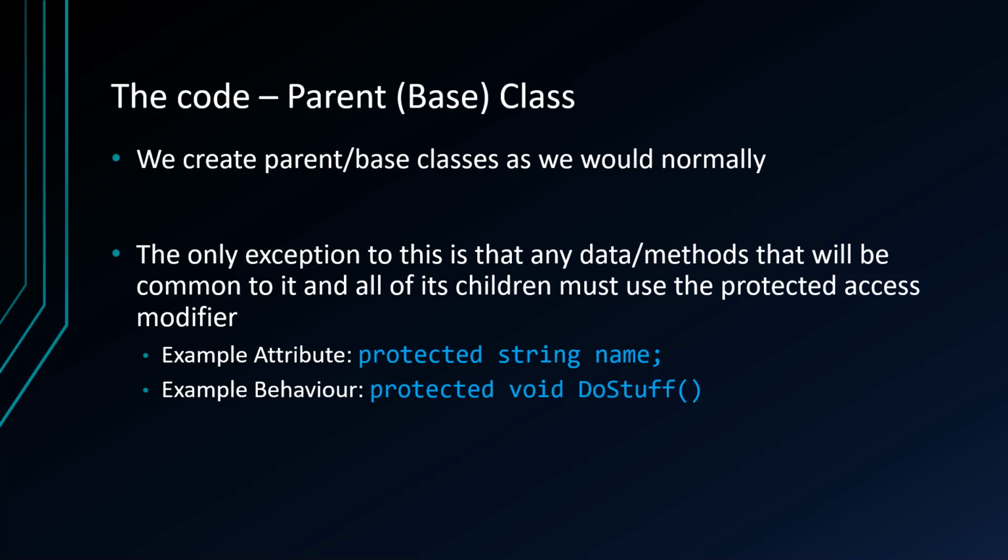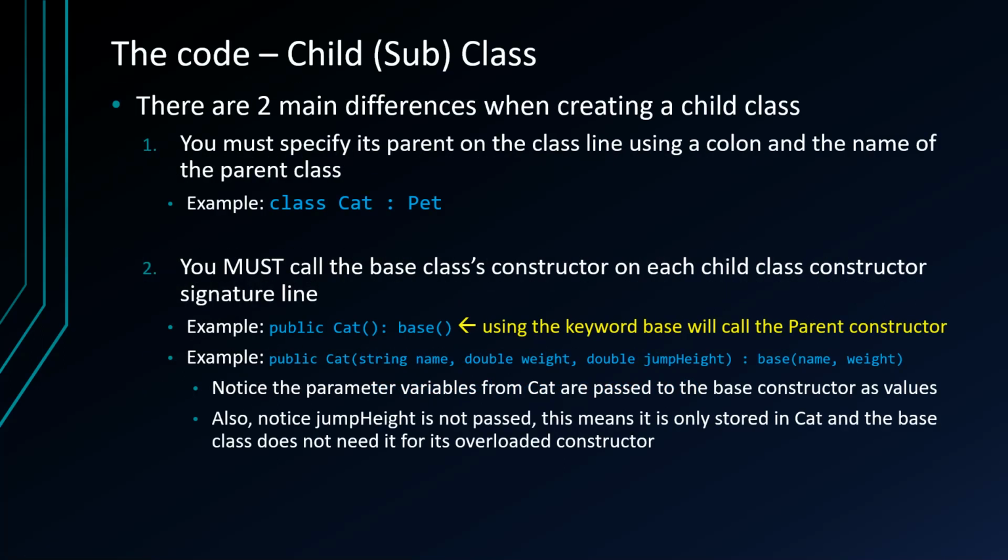It's kind of like your general structure, and then everything else uses that general structure and potentially extends upon that. Okay. So a couple example attributes might be like protected string name, behavior, protected void doStuff, whatever doStuff actually does. It doesn't really matter. So the child or subclass.